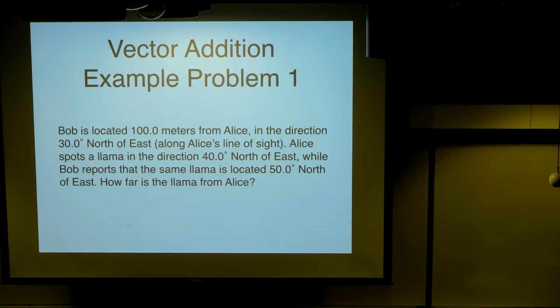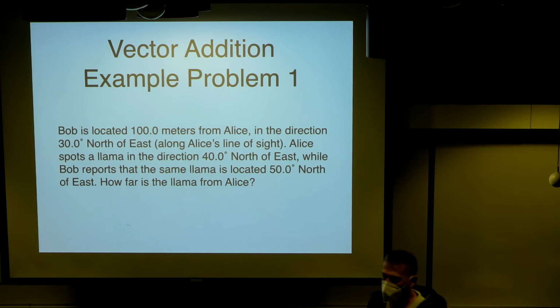This one's a bit tricky, so follow along. Here's what's going on in this example problem. We basically have two people and a llama, situated at different places. Bob is located 100 meters away from Alice in the direction 30 degrees north of east. So what does that mean?